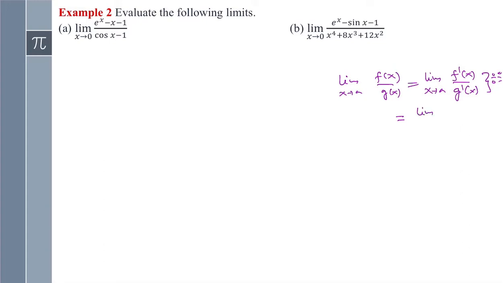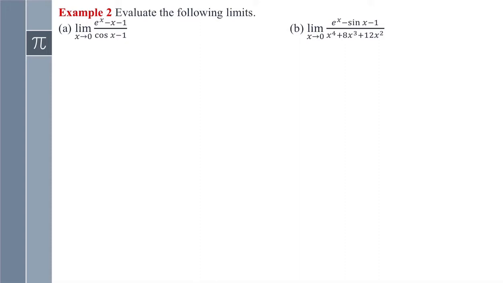Okay, so we can find the second derivative, and then we can find the third derivative, and then we can keep going on until we stop getting 0 over 0 or infinity over infinity. So we can go as many times as we need, as long as we have that 0 over 0 or infinity over infinity.